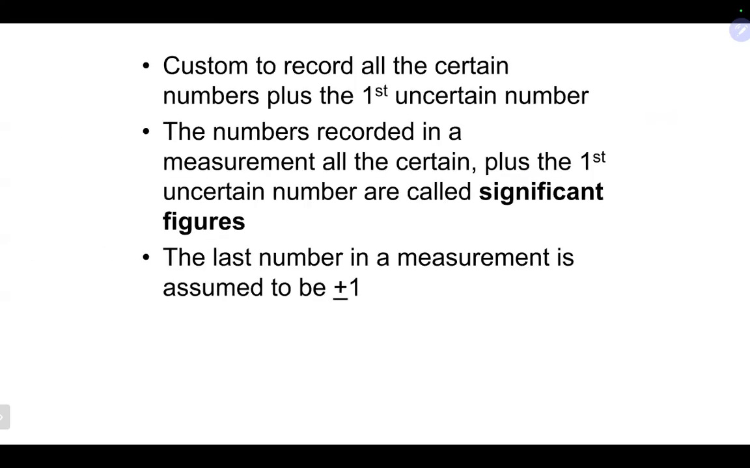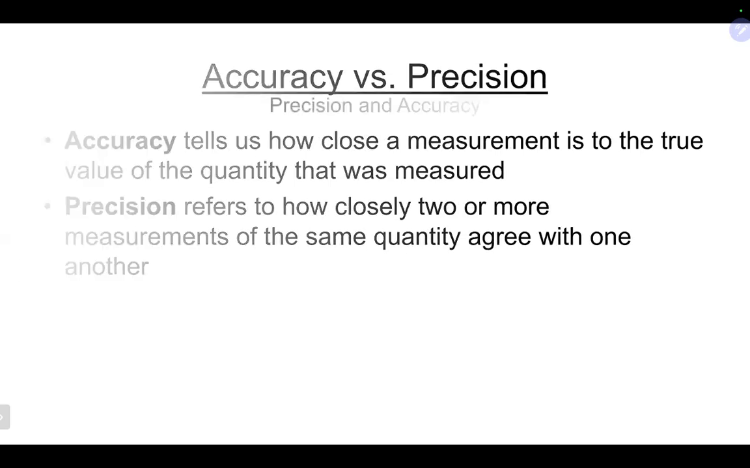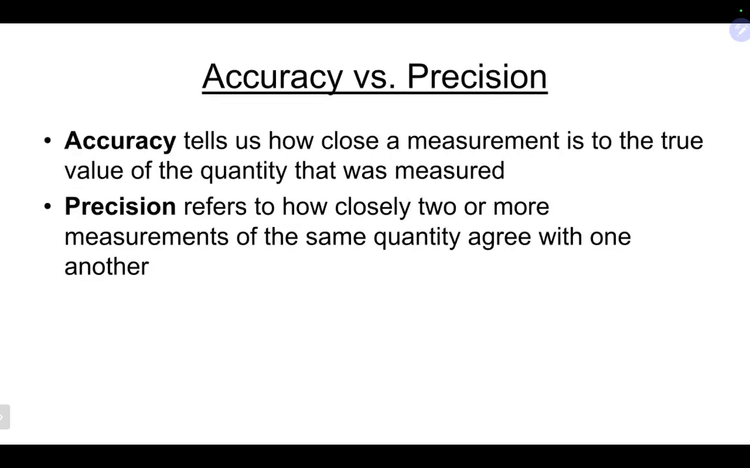As I mentioned before, it's customary to record all those certain numbers plus the first uncertain number, and that gives you your significant figures. Now, another important thing in terms of measurements is accuracy versus precision. When we are accurate, what it tells us is how close the measurement is to the true value. When we are precise, what that tells us is how close our measurement is to other measurement values.